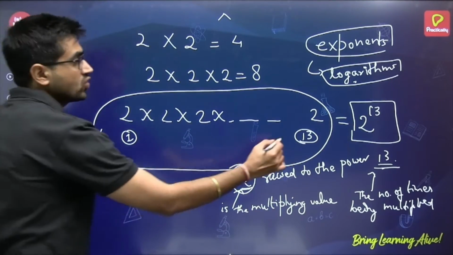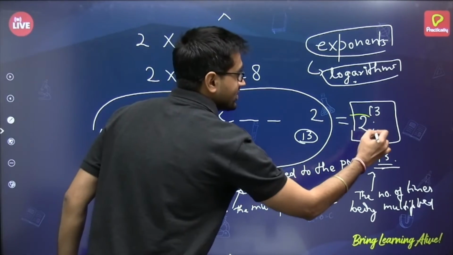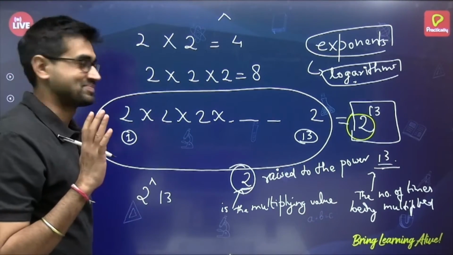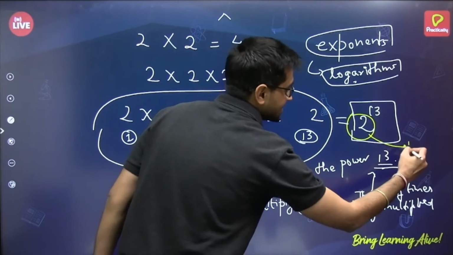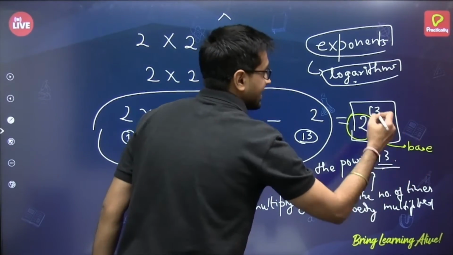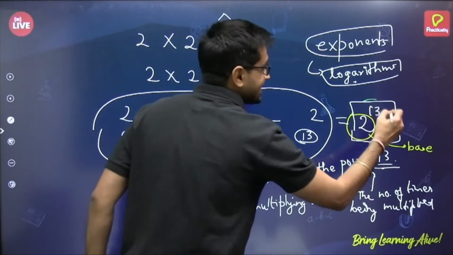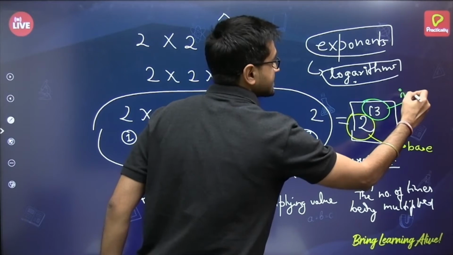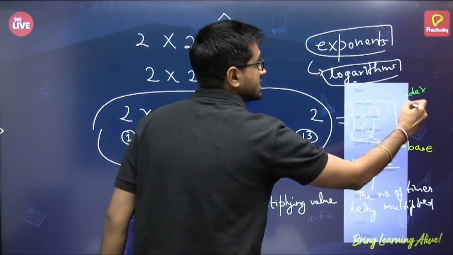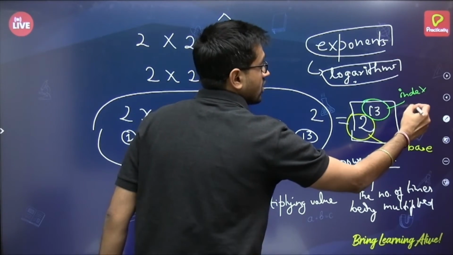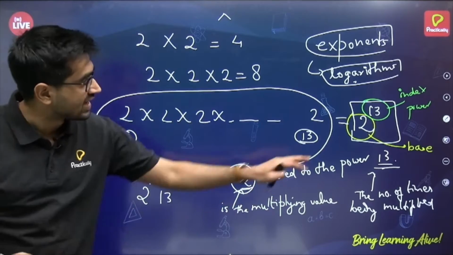So what you say, 2, let me change the color. Let's make it a little colorful. See, math is black and white, but still let's bring color into it. So 2 is the base, while 13, I said let's bring color, while 13 is the index. You call it indices, or you can say the power. So 2 is the base and 13 is the power.